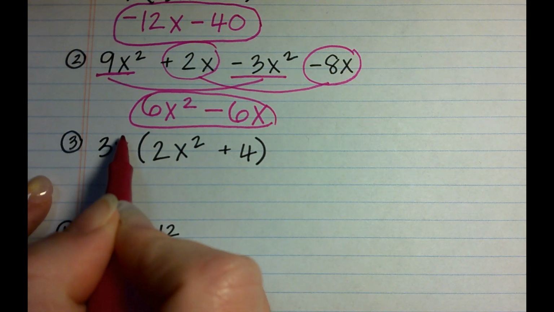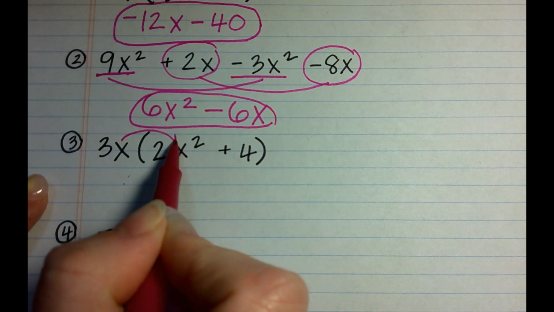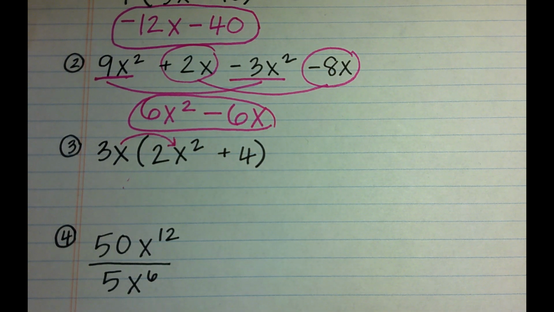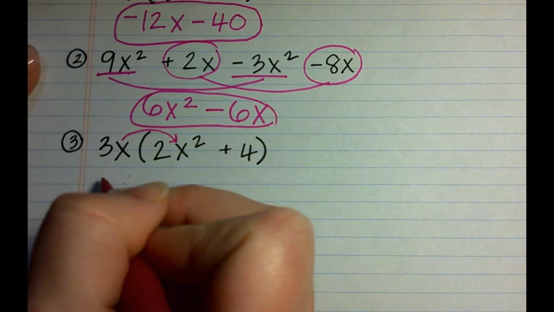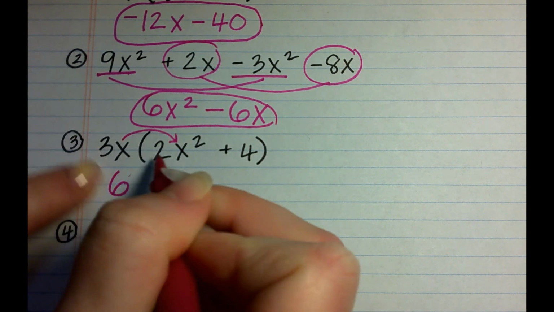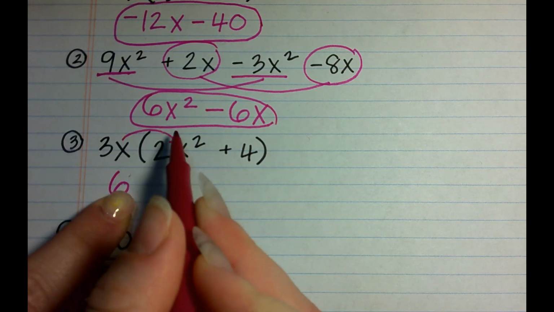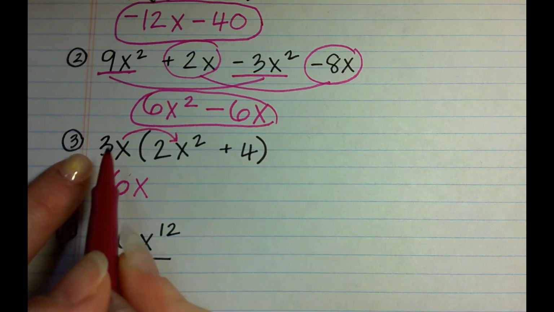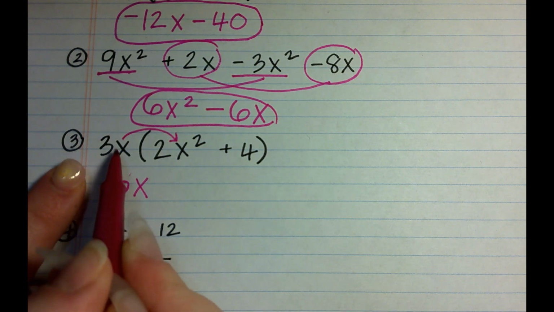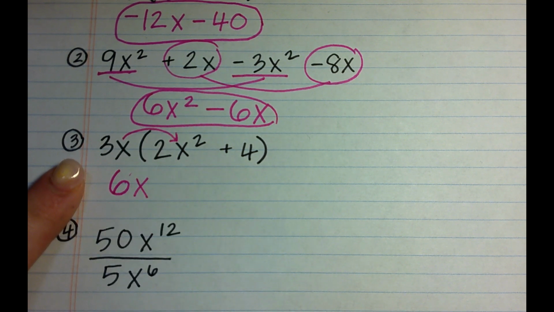So, Kiana, tell me, what am I going to do first here? 3x times 2x squared. Yes, 3x times 2x squared. So we have 3 times 2 is 6. And then we have our x times x squared. So we got the 6 part right, the x part right. Now what happens if I have x times x squared?